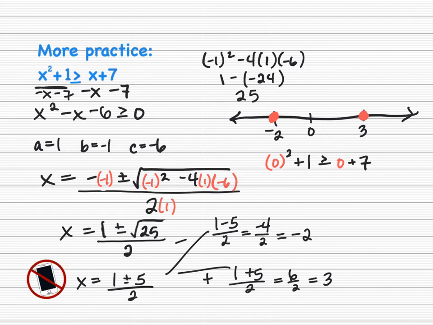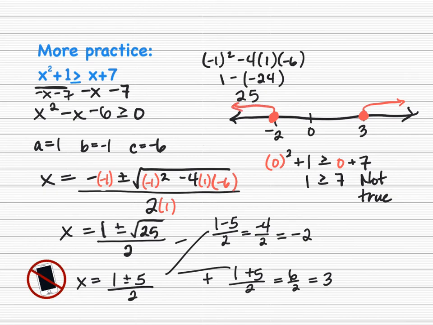So 0 squared is 0, so on the left side I've just got 1 is greater than or equal to 0 plus 7, which is just 7. It is not true that 1 is greater than 7, so I'm going to say not true. And instead of going inside, I'm going to go out, because it did not work.